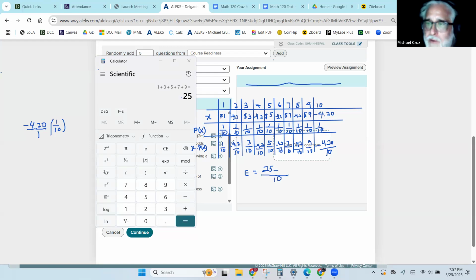And then the negative ones are just those 5 ones that are negative 4.2. So 4.2 times 5 gives us negative 21, or it gives us 21, and we're going to subtract. And that gives us 4/10. And then we're going to pop that into the calculator and get the decimal. So that is 40 cents.